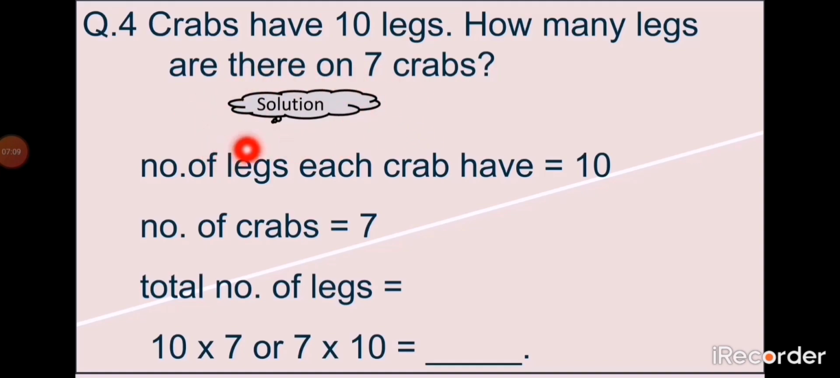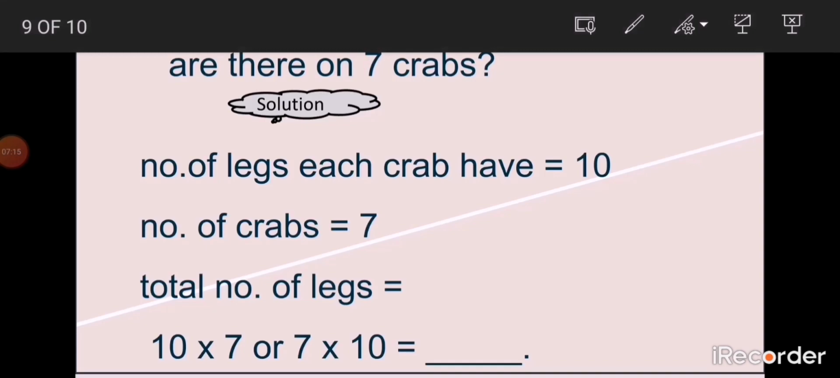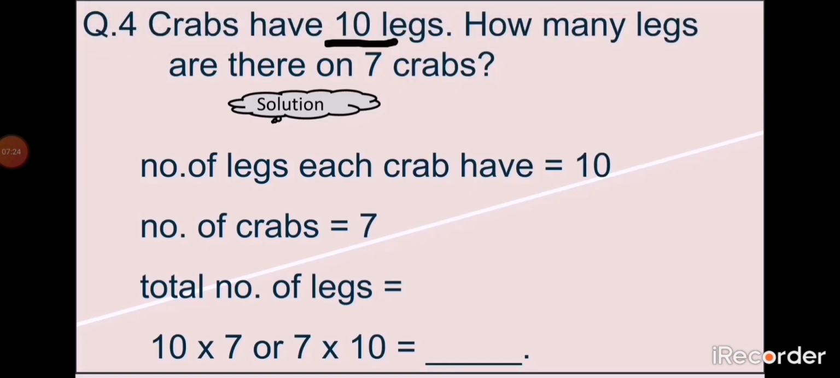Make a solution cloud with the color pencil. Then write your statements. For the first statement, check out the first number present in the question. It is 10. And 10 is representing crabs' legs. Each crab has 10 legs. So we write our first statement, number of legs each crab has is equal to 10.